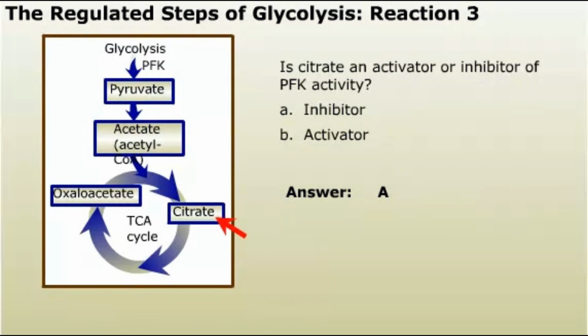Citrate inhibits PFK activity. This is another example of feedback inhibition since citrate is part of the TCA cycle. High concentrations of citrate indicate that enough metabolites, such as pyruvate, are already feeding into the TCA cycle, and there is no need to make more. The regulation of PFK activity by citrate links glycolysis to the TCA cycle.